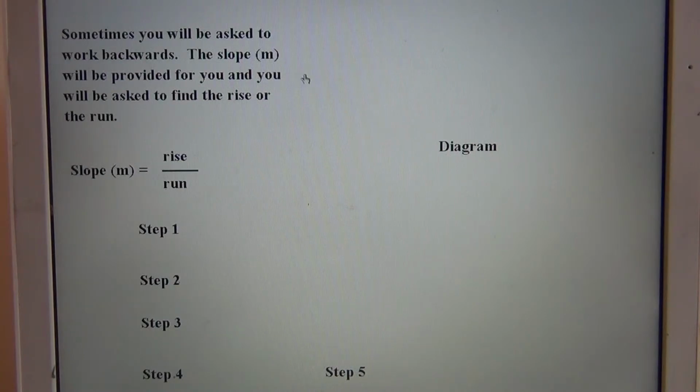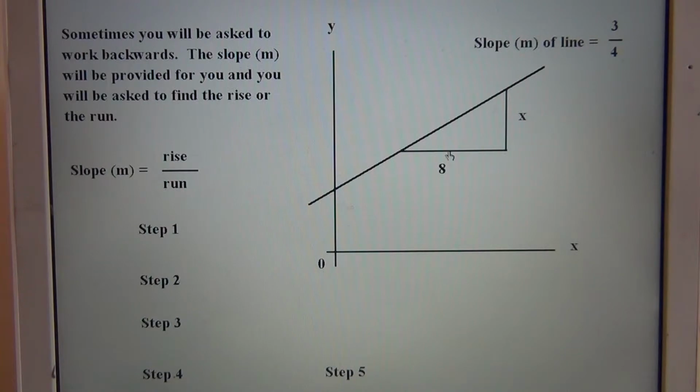Now, sometimes you'll be asked to work backwards. Sometimes you'll get a problem like this. Pardon me. And also pardon my neighbor who's working in his yard, and you'll hear the saw going on once in a while. So they give you the slope of this line. They tell you the slope, or M, of the line is 3/4. And they're giving you a line that has a run across the x-axis of 8, and they want you to calculate what the rise is going to be. What's the rise?